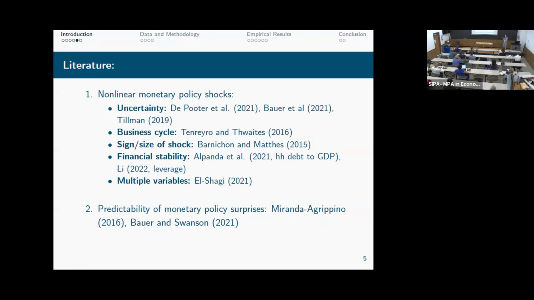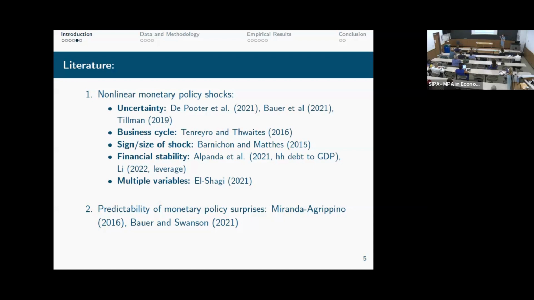As I mentioned, there are different papers analyzing different variables in that sense. For example, Depulter et al. and Bauer et al. focus on uncertainty. They suggest that if the uncertainty is higher, then the transmission of monetary policy shocks will be lower on the medium or longer term of treasury yields.